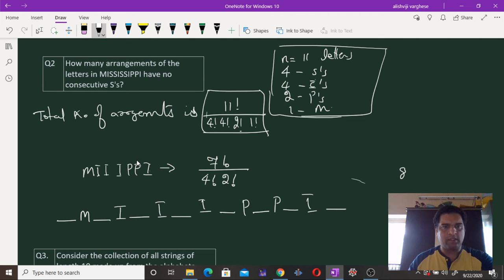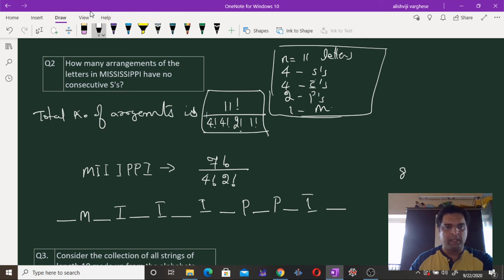And altogether we have 4 S's in our hand. So we have to choose 4 positions out of these 8 positions in which we have to add an S.